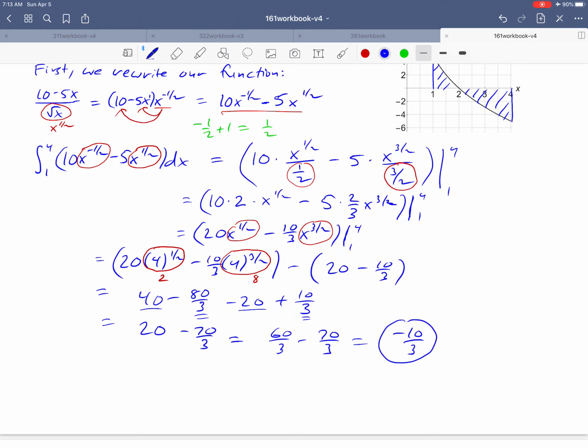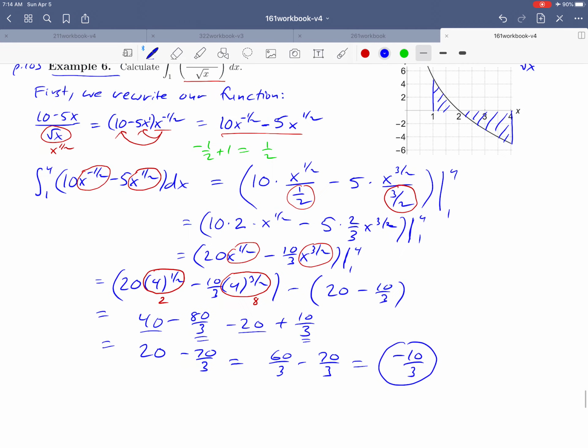Okay, now I want to make a couple of comments on that answer. First of all, way back at the beginning of the problem, we wanted to make a guess as to whether this integral is positive or negative, and we decided that it should be negative based on the area. So notice that our answer is negative, so that's a good sign that maybe our answer is right here.